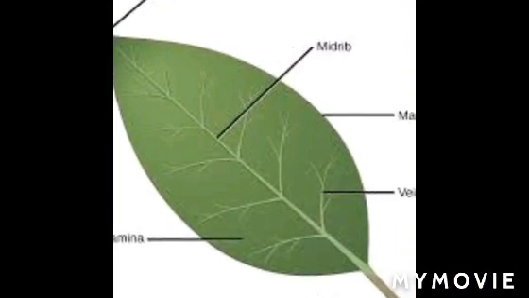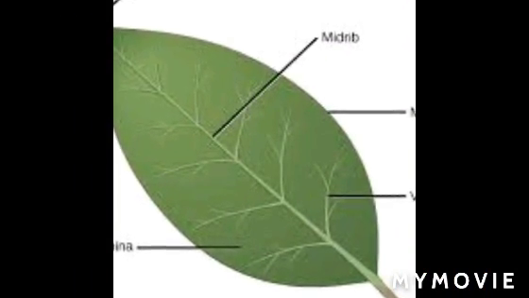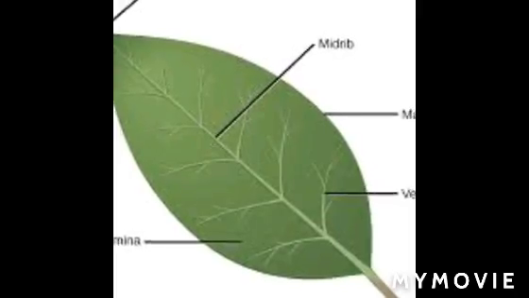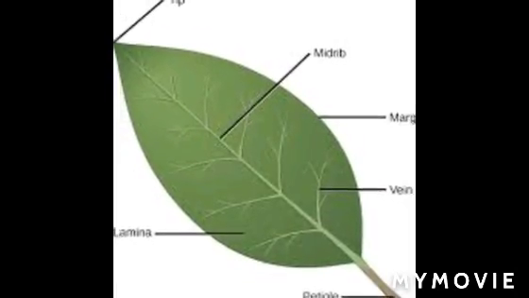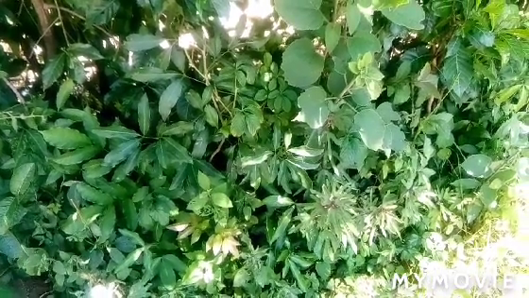The second part of a leaf is called the petiole or the leaf sheath. It is a stalk-like structure that attaches the blade to the stem or a branch.